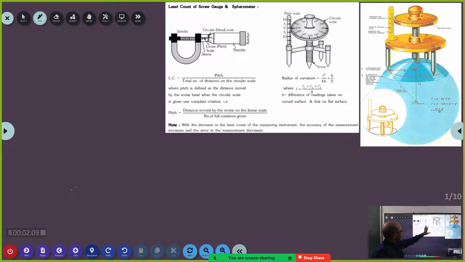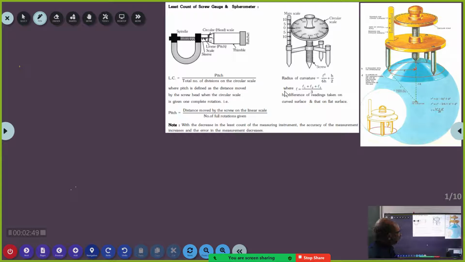And then the spirometer, as you see here. It is used to find the radius of curvature, and in the second diagram you can see how the radius is measured. The radius of curvature is given by (h square plus d square) by 2h. Here it is written in another form, L square by 6h plus h by 2. I suppose you are able to correlate both these formulas.